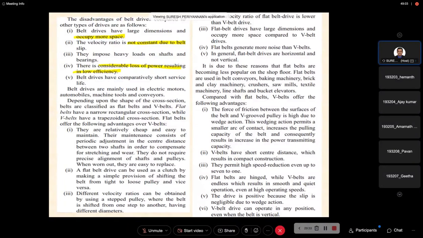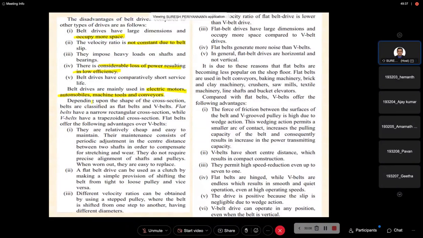You can go ahead and get more information on the disadvantages of the belt drive. The important thing to know here is the application: belt drive is mainly used for electric motors, automobile machines, machine tools and conveyors. It's not limited; even electronics people use small motors with small belt mechanisms. Maybe the belt's cross section is different, depending on the application.